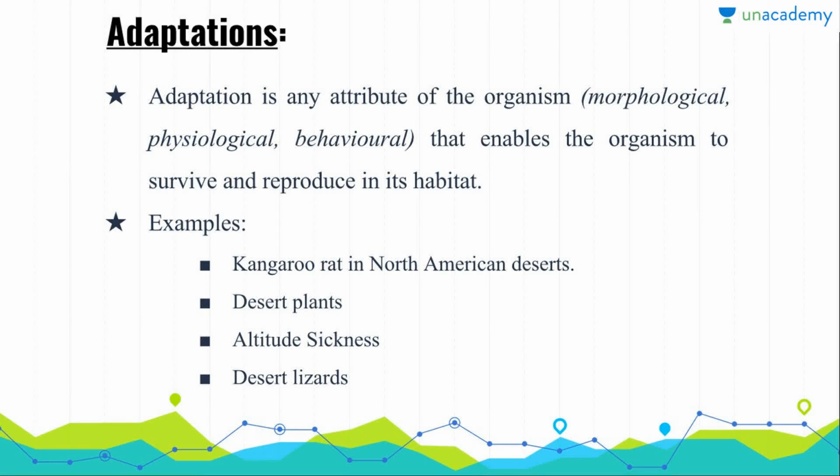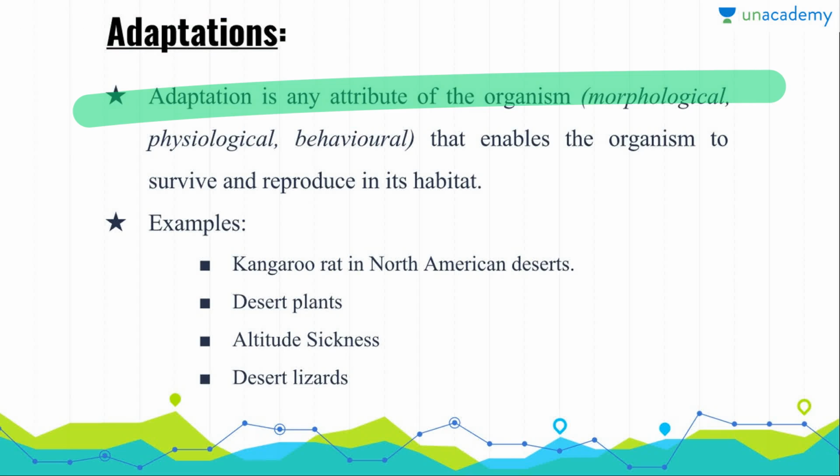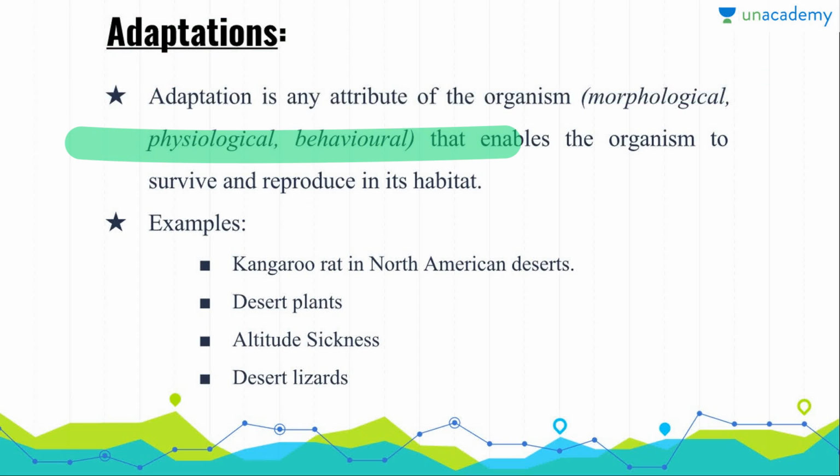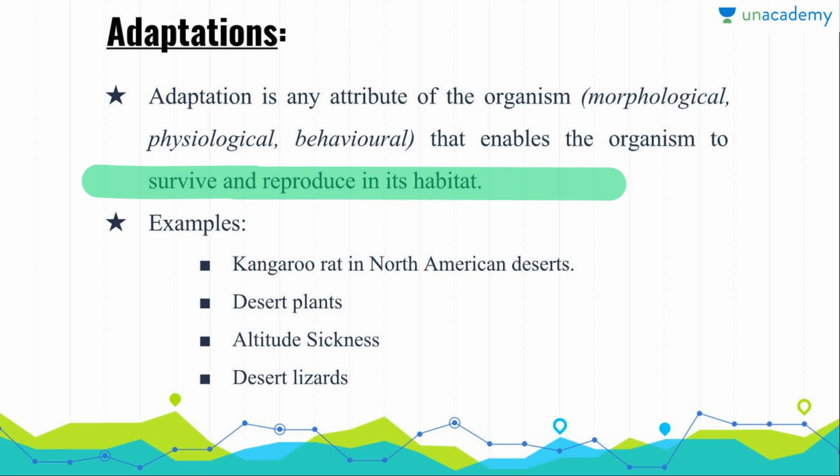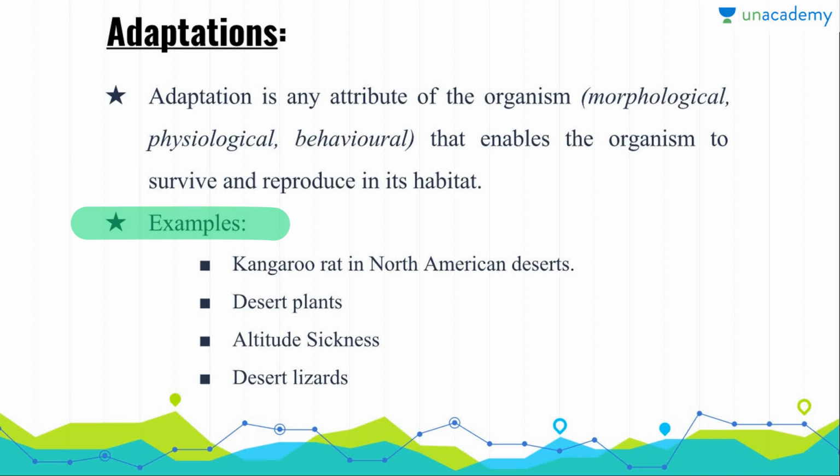Now in the previous lesson we had seen about the major abiotic factors and the responses to it. Now what is adaptation? Adaptation is any attribute of the organism, it may be morphological, physiological or behavioral, that enables the organism to survive and reproduce in its habitat. Not only survive but also reproduce. Please keep these keywords in mind. Now let's take a few examples of adaptation.